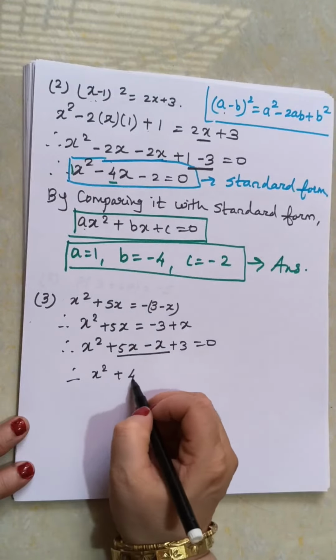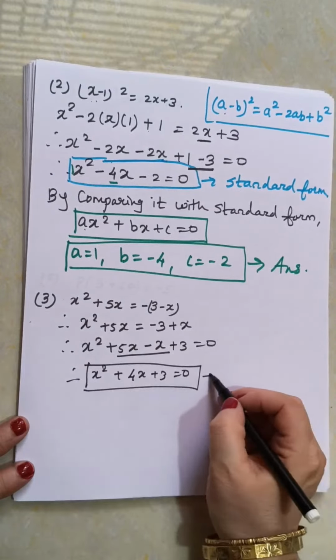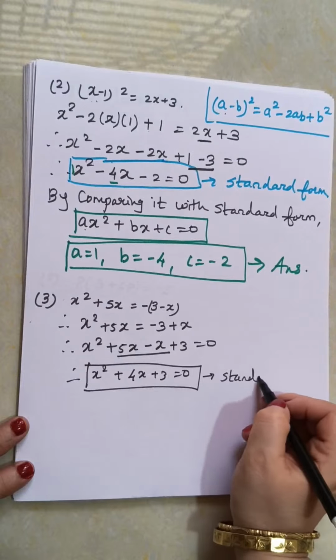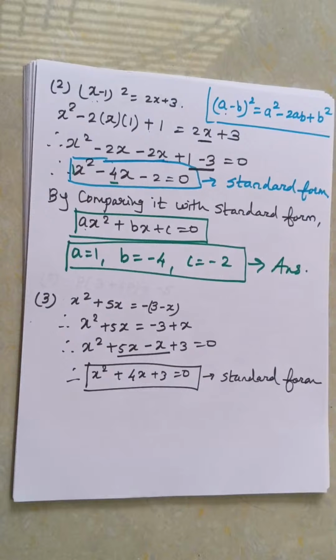So x² + 4x + 3 is equals to 0 and this is your standard form. So here you got the half marks when you write the standard form. Yes, absolutely. And now let us compare it with the standard form.